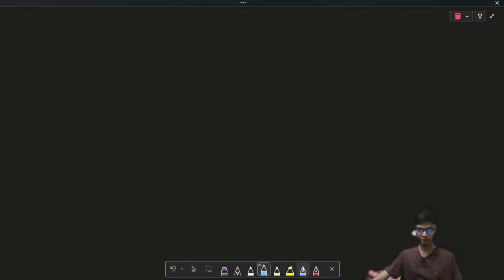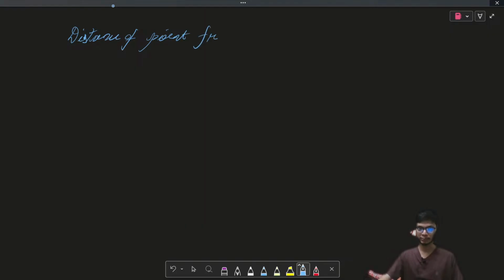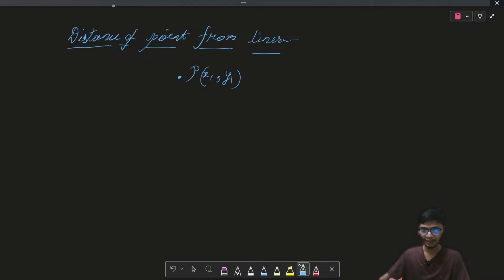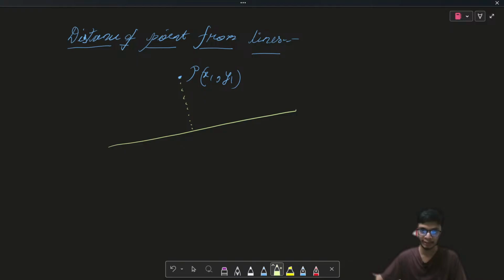So let us first start with discussing the distance of a point from a line. Let us try to understand this concept of a point and a line, or how we find the perpendicular distance of a point from a given line. Let us say I have a given point that is given as x1 comma y1. This might seem very familiar to you because you already studied this concept in the plane.